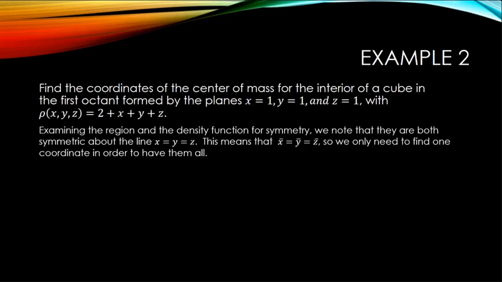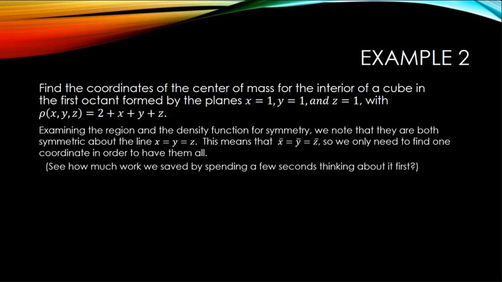Now I want to examine the region itself and determine if there's some kind of symmetry either in the region or in the density function that I can take advantage of. I notice that both my region and my density function are symmetric about the line x is equal to y is equal to z. This means that x bar is equal to y bar is equal to z bar. I only need to find one coordinate in order to have them all. See how much work we're saving by just simply thinking about this for a few minutes first?